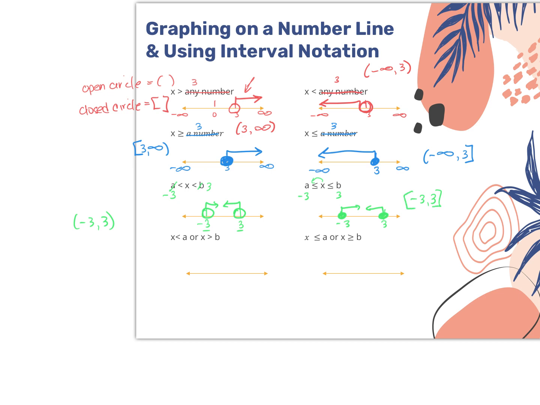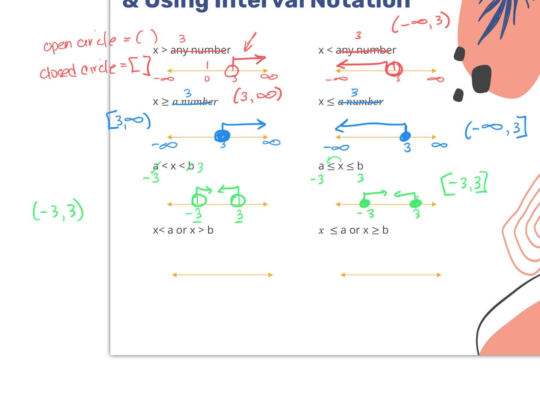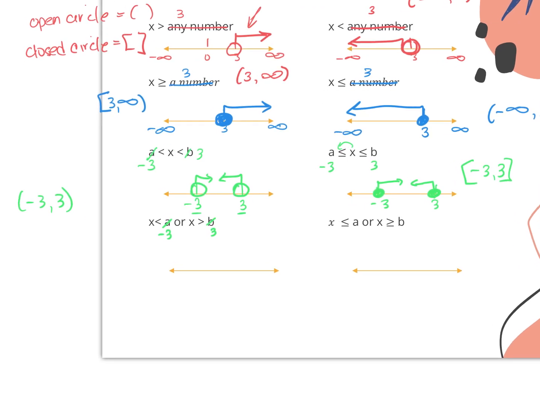Now, the last one is kind of interesting. Let's do each one here. Let me give you some values for this. So x is less than -3, and x is greater than +3. So let's try that. Here's -3, here's +3, here's infinity, here's -infinity, right? Let's tackle each one at a time.